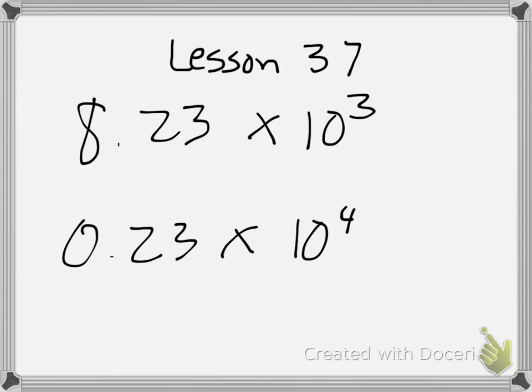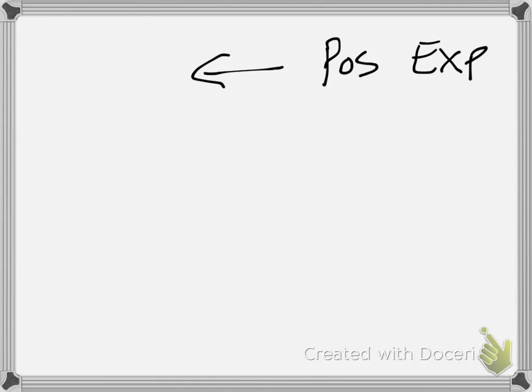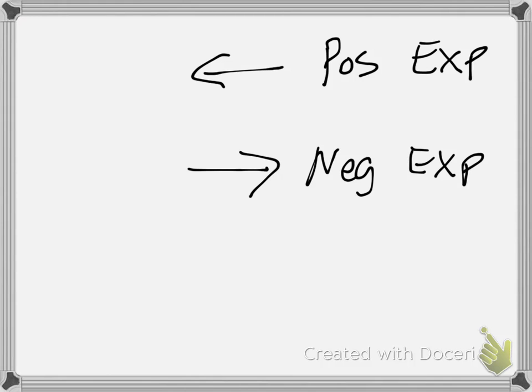Now, when we talk about writing scientific notation, we can move the decimal left or right. Anytime we move the decimal left, we're going to have a positive exponent. Anytime we move it right, we'll get a negative exponent. Those are the two biggest things to keep in mind when we write them: if we move right, it's a negative exponent. If we move the decimal left, it's a positive exponent.